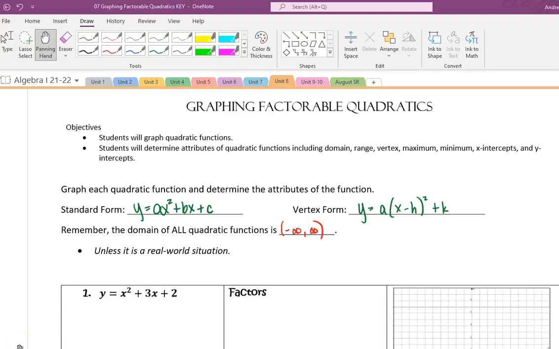Hey guys, this is Unit 8, and in this lesson we are going to be graphing factorable quadratics. To do this, you will need a graphing calculator to get your graphs, and then we will find the attributes based on those graphs. I wanted to remind you of a couple things before we got going.